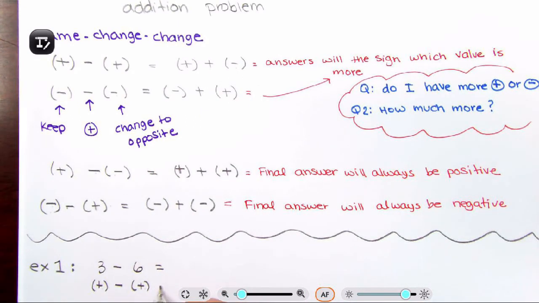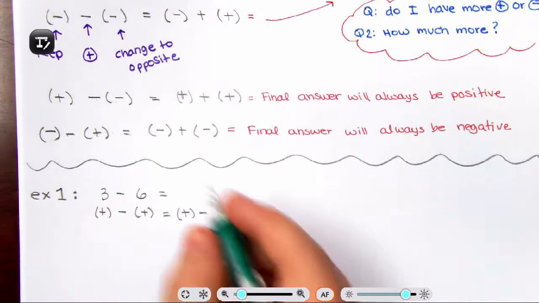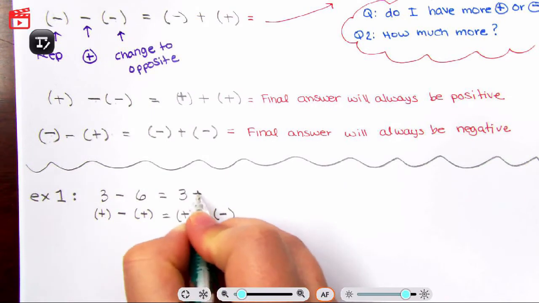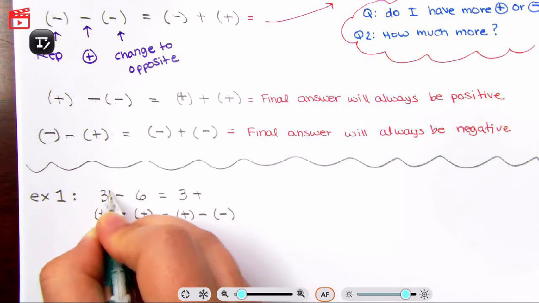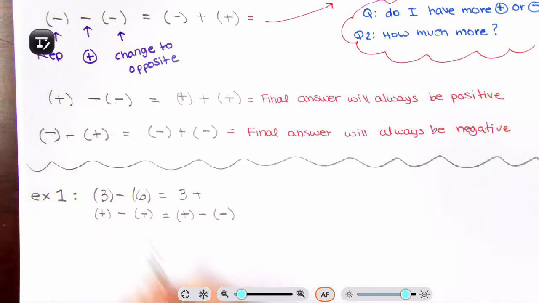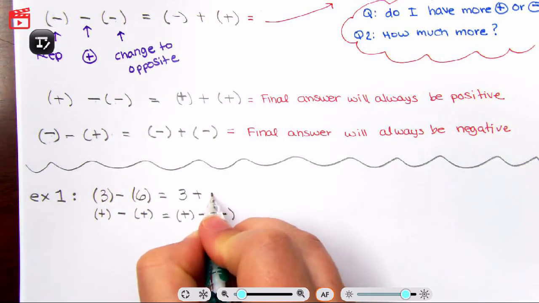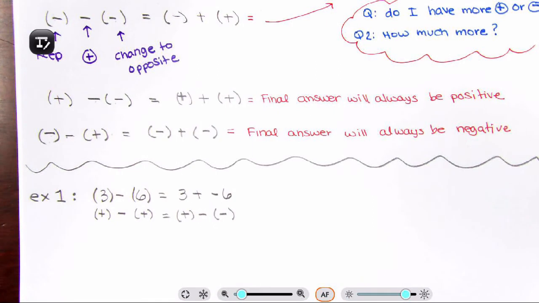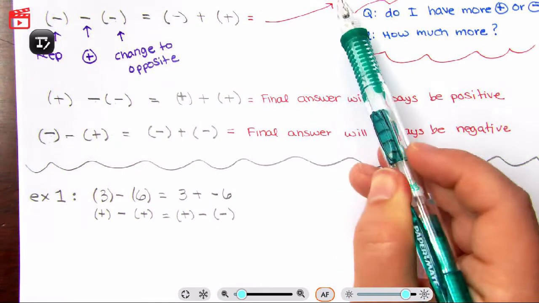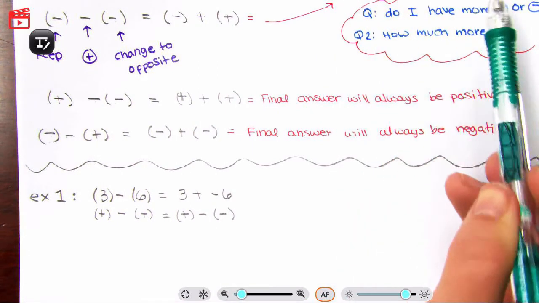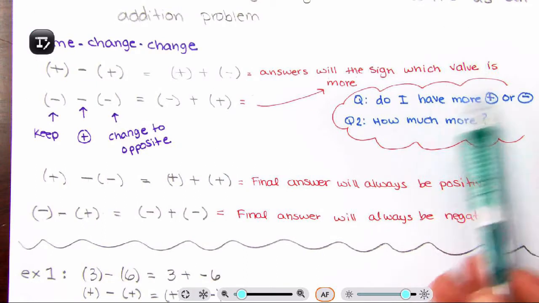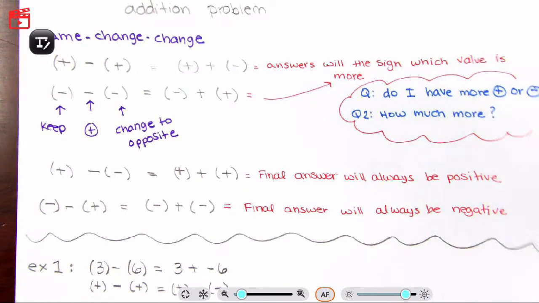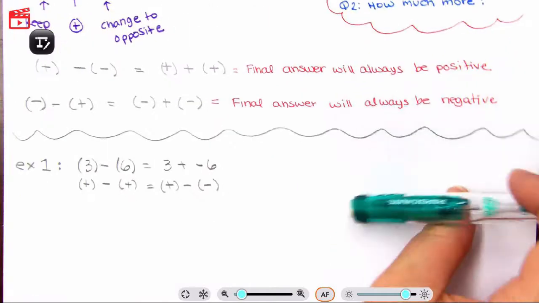So I'm going to keep, change, change. Do you see how I have that? I used to have a positive 6, but now I'm flipping that sign, so now I have a minus 6. The answer will be the sign whose value is more. So do I have more positives or negatives? Let's take a look.